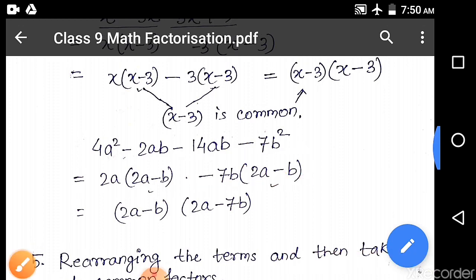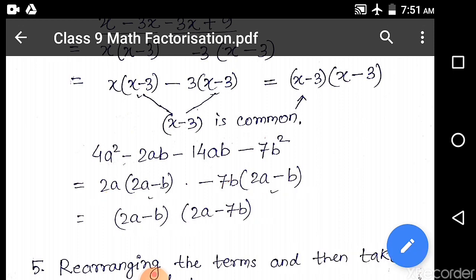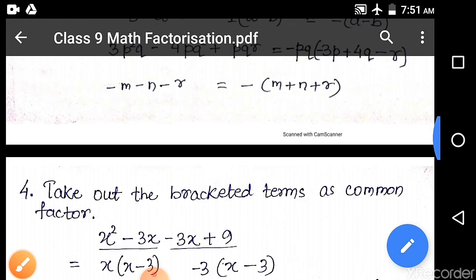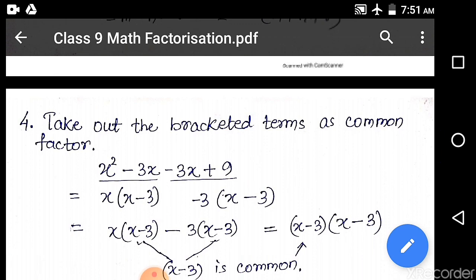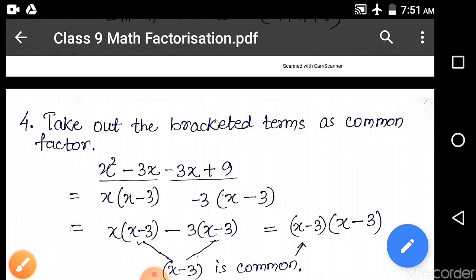So inside the bracket we have 2a minus b. Now see, we have this bracketed term and this bracketed term, and we can take this bracketed term as a common factor. Now we have 2a minus b whole into 2a plus 7b. So this is the factorization. So this is what we do when we have to take out the bracketed term as a common factor. Now see, what is the next step?